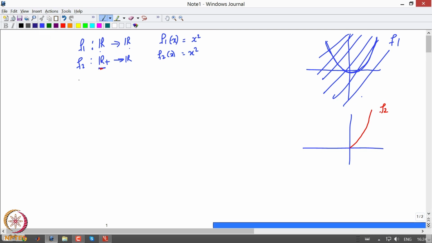Similarly, if I define some function f3 in such a way that it goes from R to R plus, right. So I am now restricting the range to R plus, in such a way that again the function is defined in the same way, x squared. So now the graph would look something like this. Since this is the entire real line, from negative values to positive values, this anyway just takes positive values. So this will just be this one. So this is my f3.